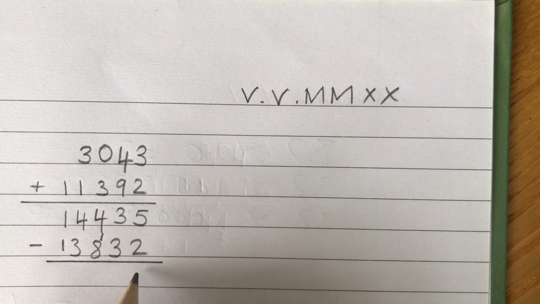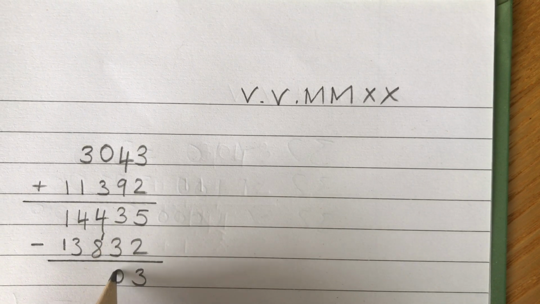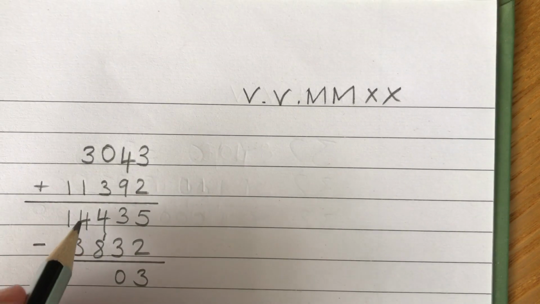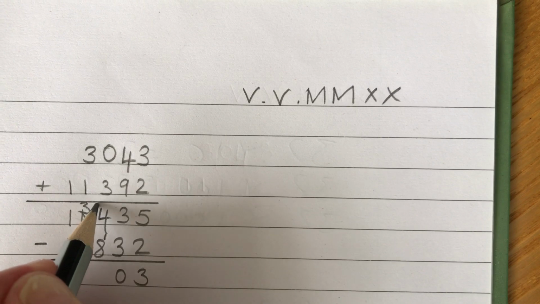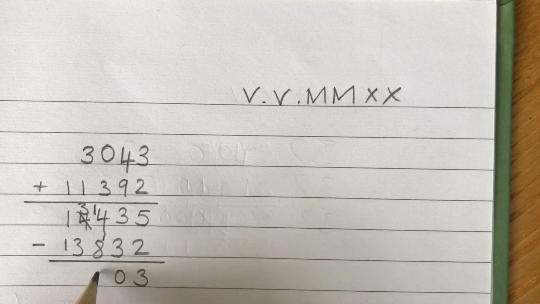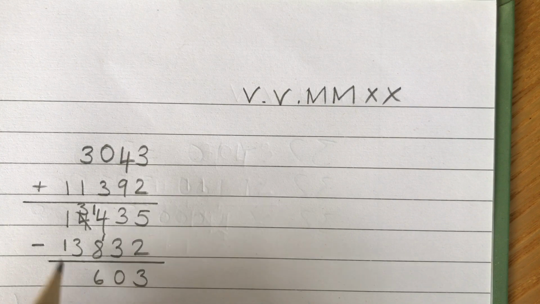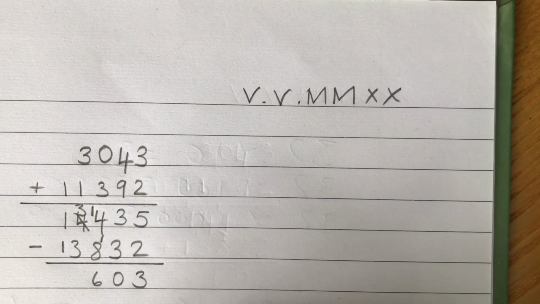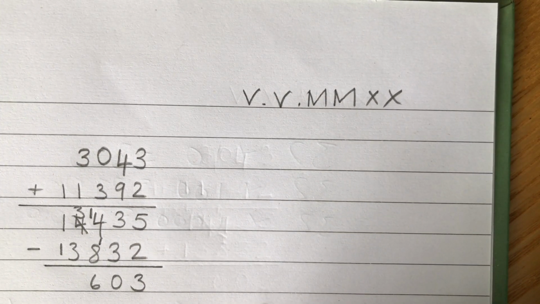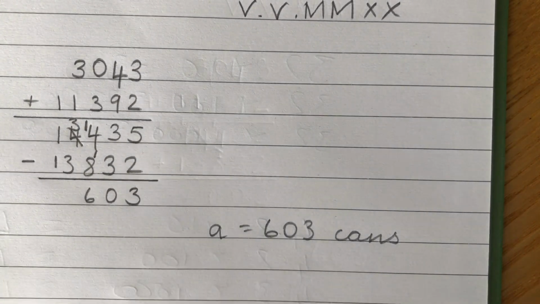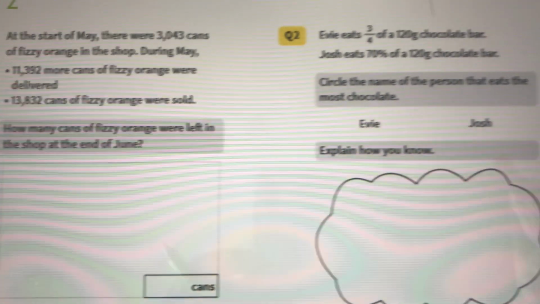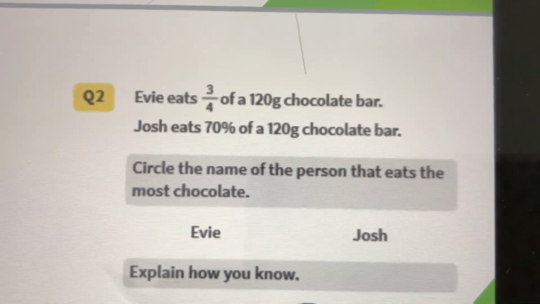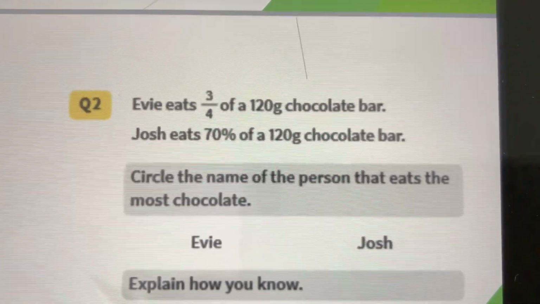So 5 take away 2 is 3, 3 take away 3 is 0, 4 take away 8, I can't do that, so I'm going to go here and take a 3. I'm not borrowing because I don't give it back, I'm exchanging it and making that into 14. So that gives me 6, there's nothing there and 0 there. So my answer is 603 cans. And looking back at the question, just to make sure that there is nothing else I need to do with it. No. Question 2. Evie eats 3/4 of a 120 gram chocolate bar.